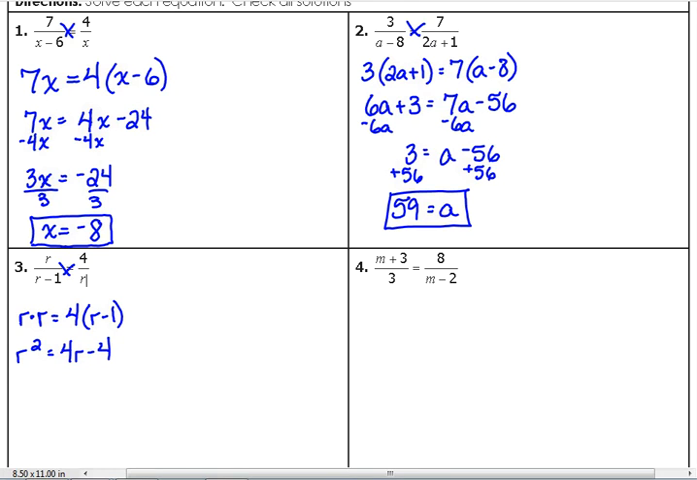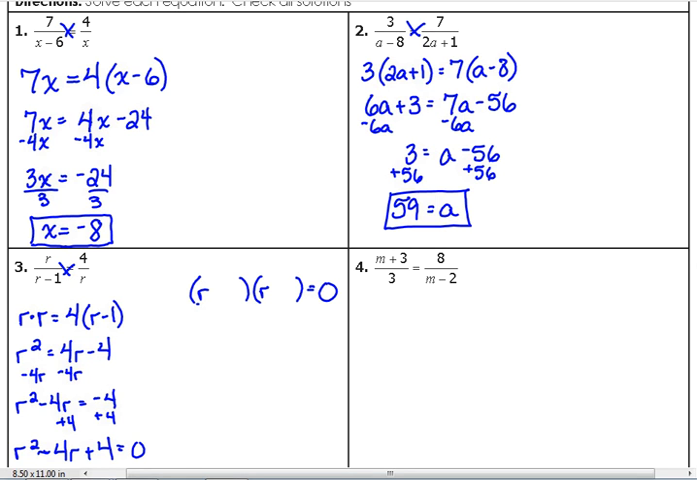It's a quadratic with the squared. We call that a quadratic. So quadratics must always be equal to 0 in order to solve. So we've got to subtract the 4r. We can't combine it, we just move it. And then we add the 4. So we've got r squared minus 4r plus 4 is equal to 0. How do we solve that? Factoring.